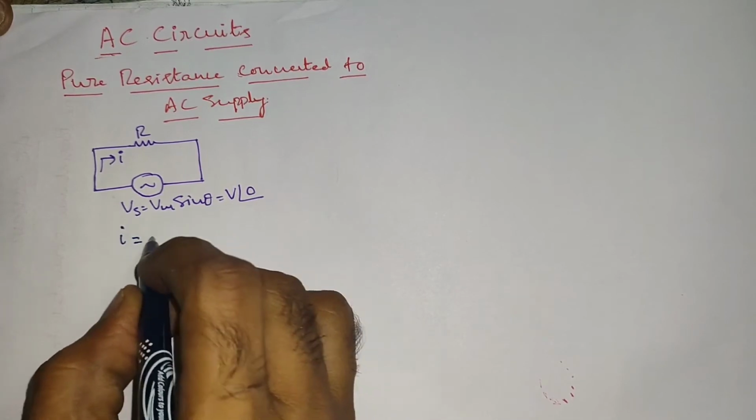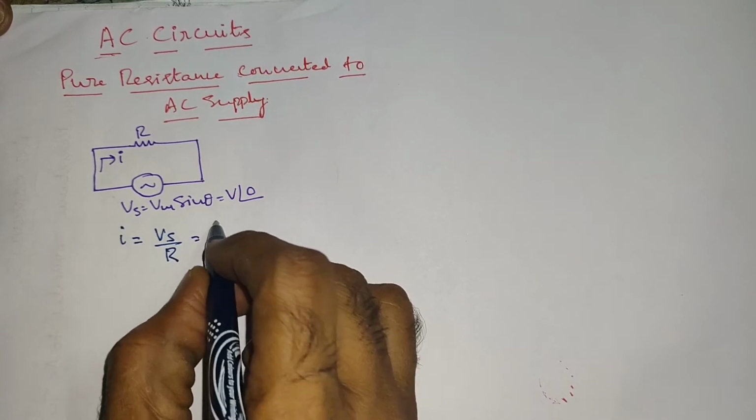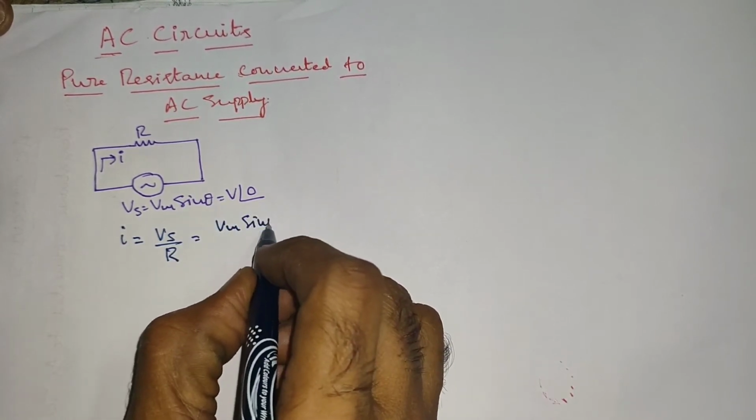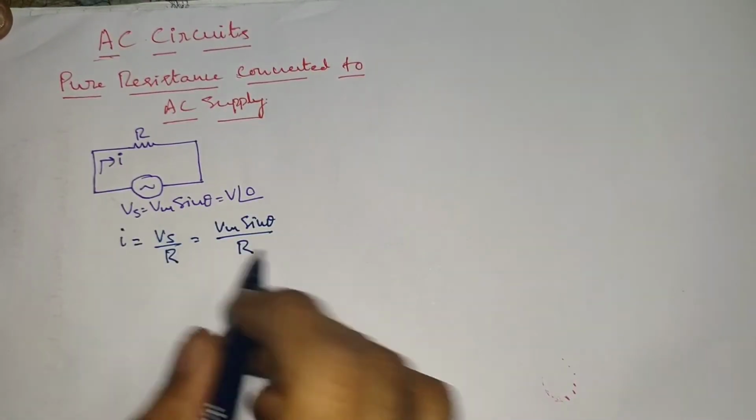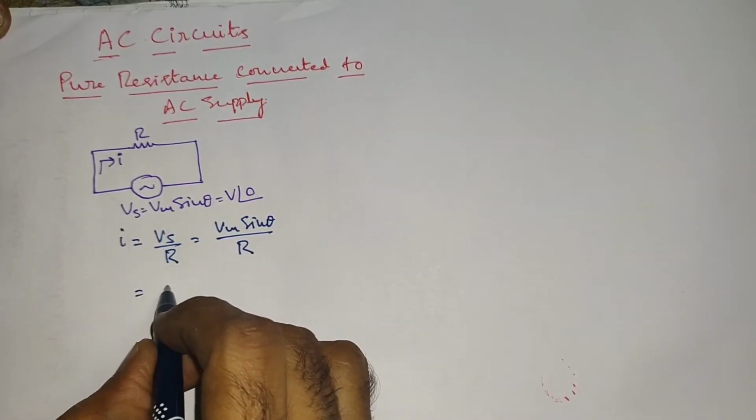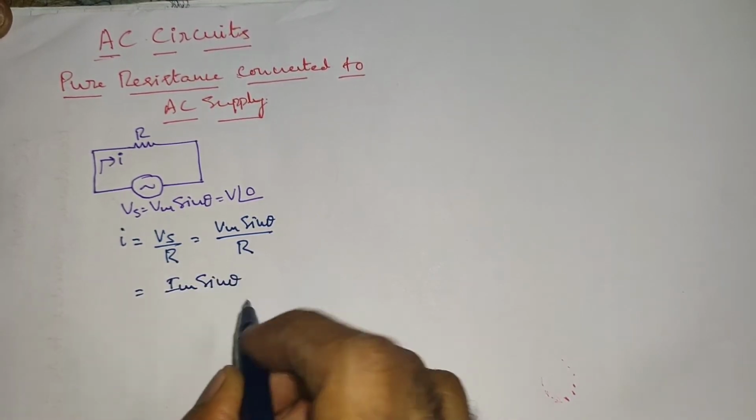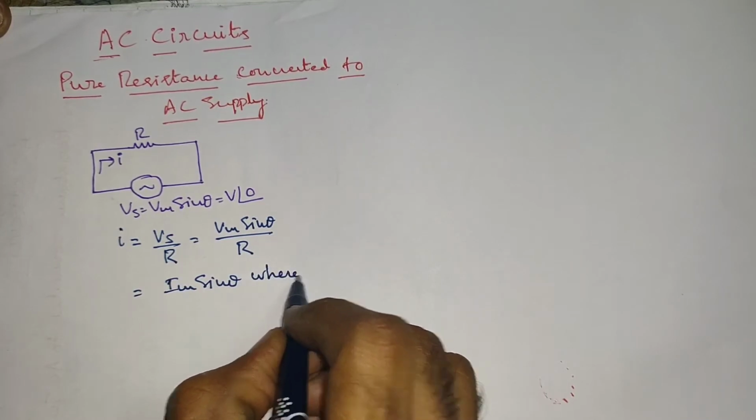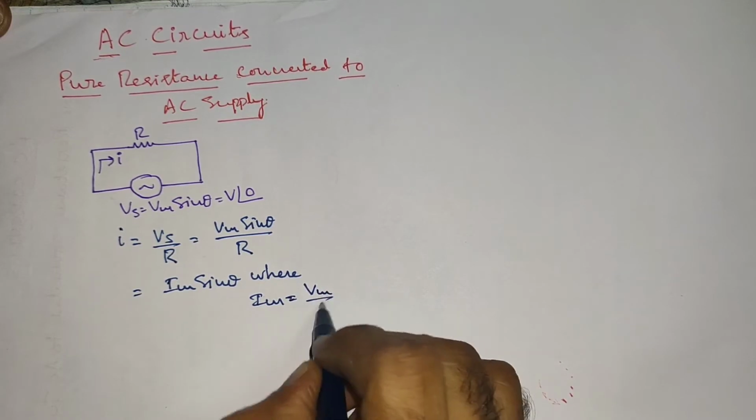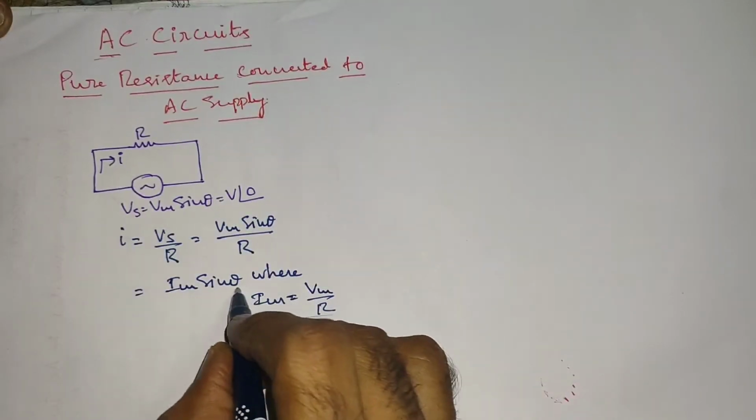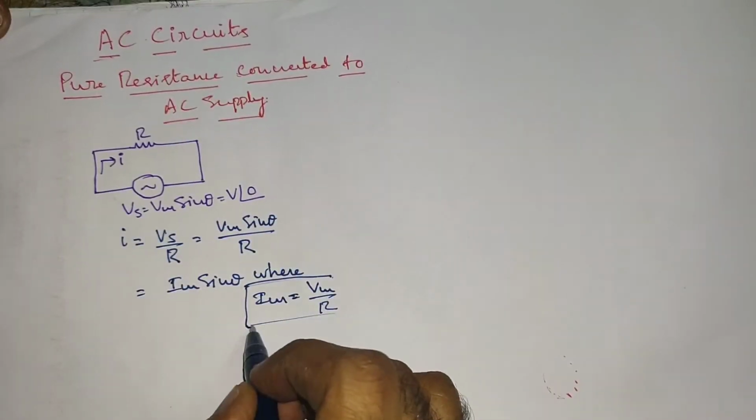the equation I is equal to Vs divided by R, which can be written as Vm sin theta divided by R. Here I am considering I is equal to Im sin theta, where Im is equal to Vm divided by R.